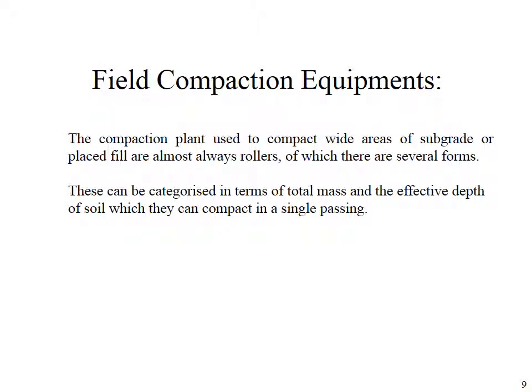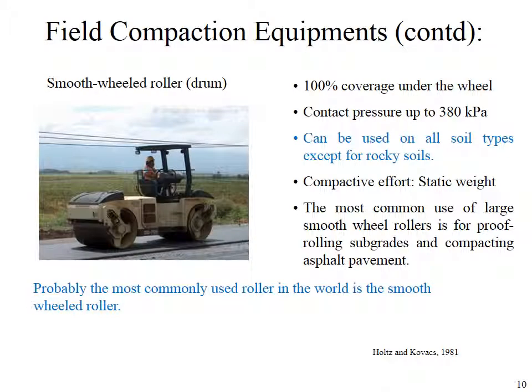Field compaction equipment. The compaction plant used to compact wide areas of subgrade or pressed fill are almost always rollers, of which there are several forms. These can be categorized in terms of total mass and the effective depth of soil which they can compact in a single pass.